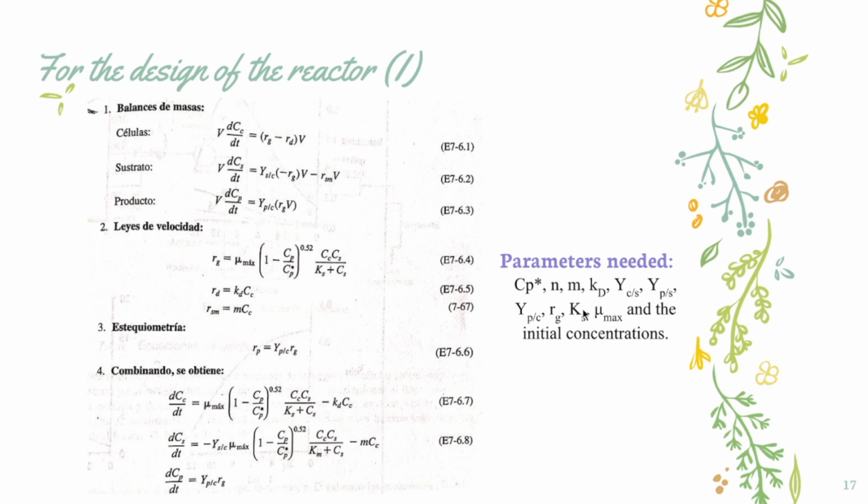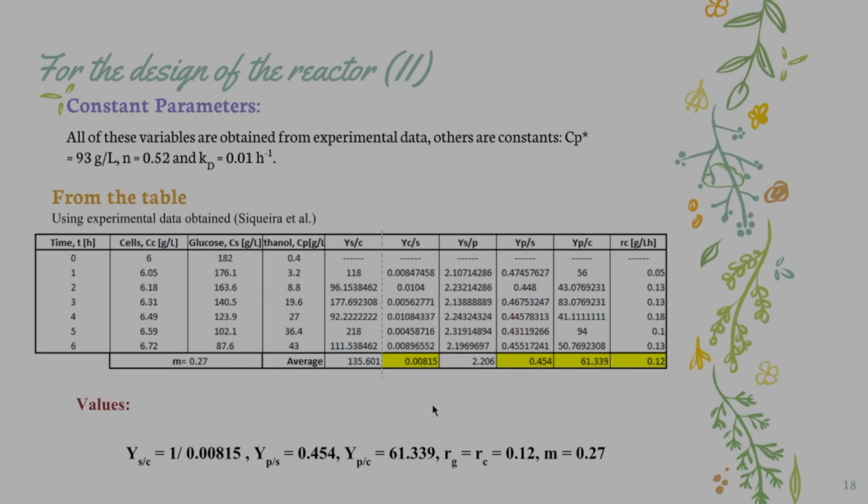The Ks is considered the Monod constant. Mu maximum is a constant that depends on the maximum velocity of the formation of the cells. And we do know that these equations take place at the same time. So the system will be a differential equation system that needs to be solved using these parameters.